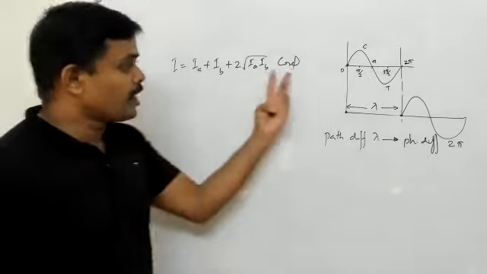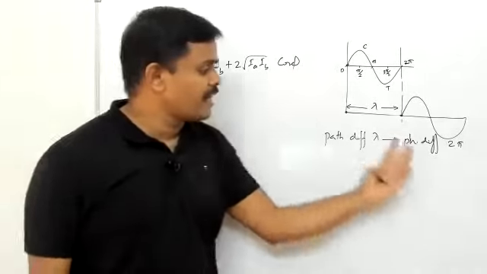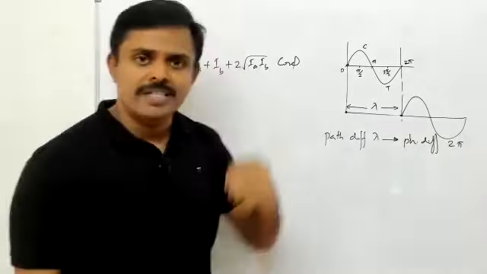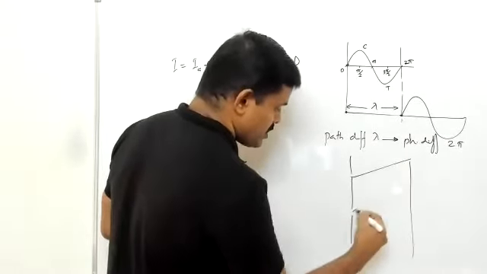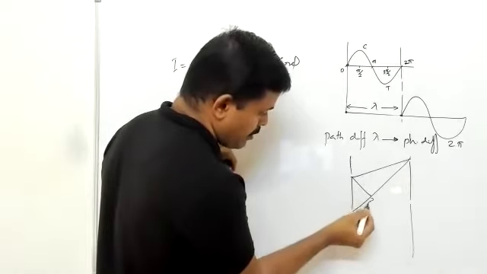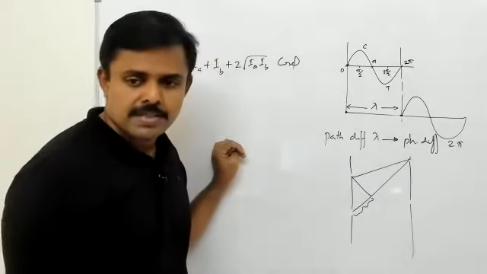Because in the equation we have phi, the phase difference. But when you measure it, it is path difference that you are measuring. That is easy to measure. Look at this. These are the paths. If you draw a perpendicular, this is the path difference. It is easier to measure.